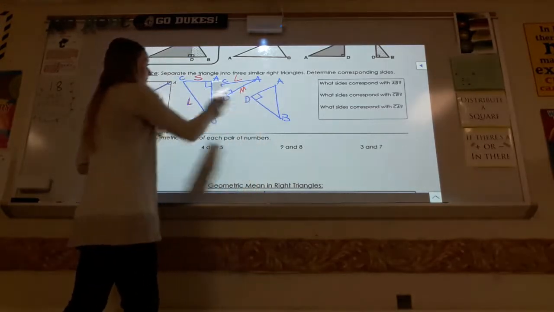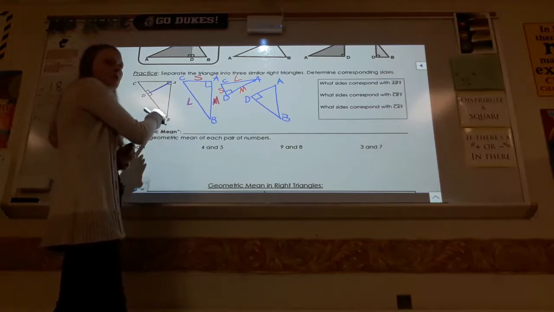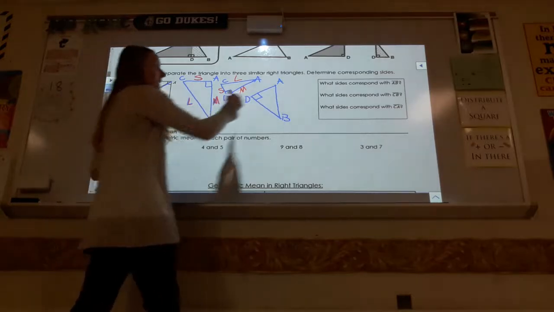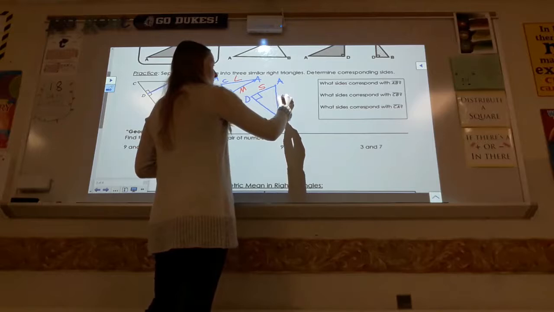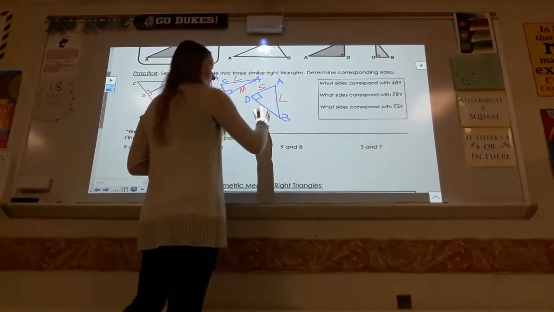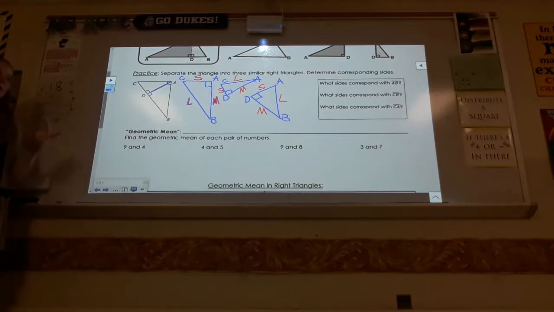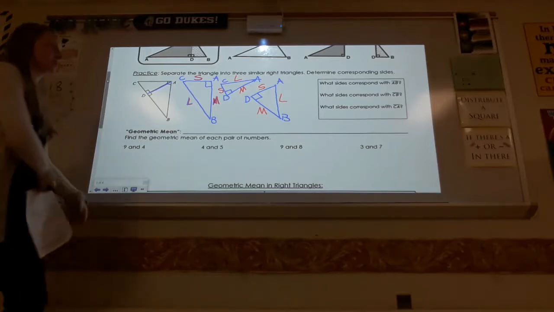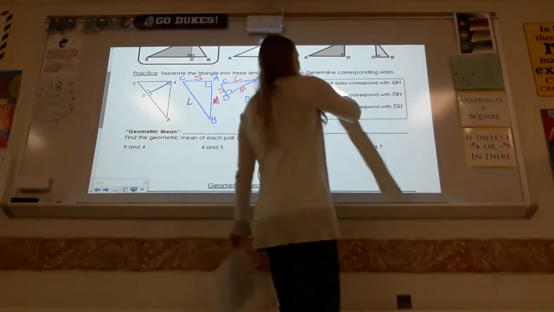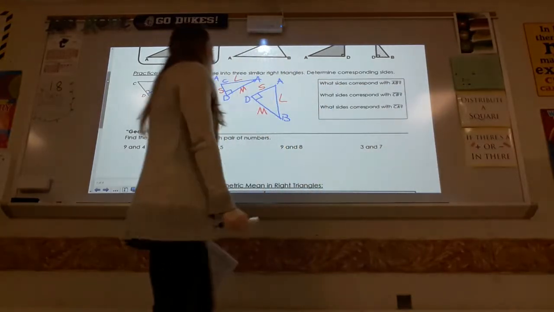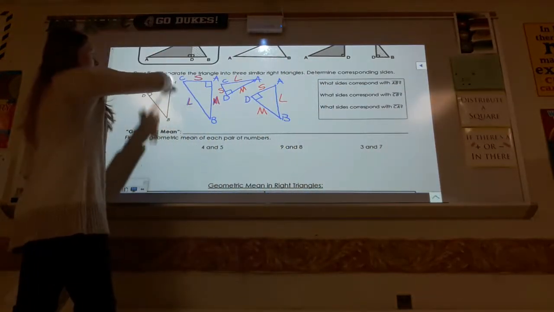And then in this triangle, the one in here in the picture, what would the shortest side be? DA, the longest, which is AB, and the medium would be DB, right? Once you label all the sides with S, M, and L, all of the S's correspond, all the M's correspond, and all the L's correspond, right? So it's just as simple as that when you're looking at the picture. Now I'm going to ask you guys specifically what sides correspond with AB. So AB in this picture is right here, right?